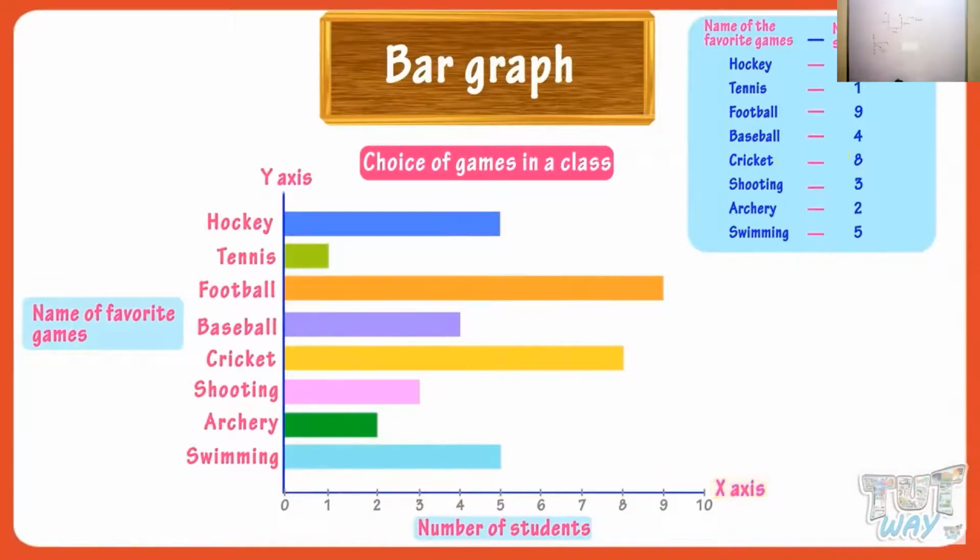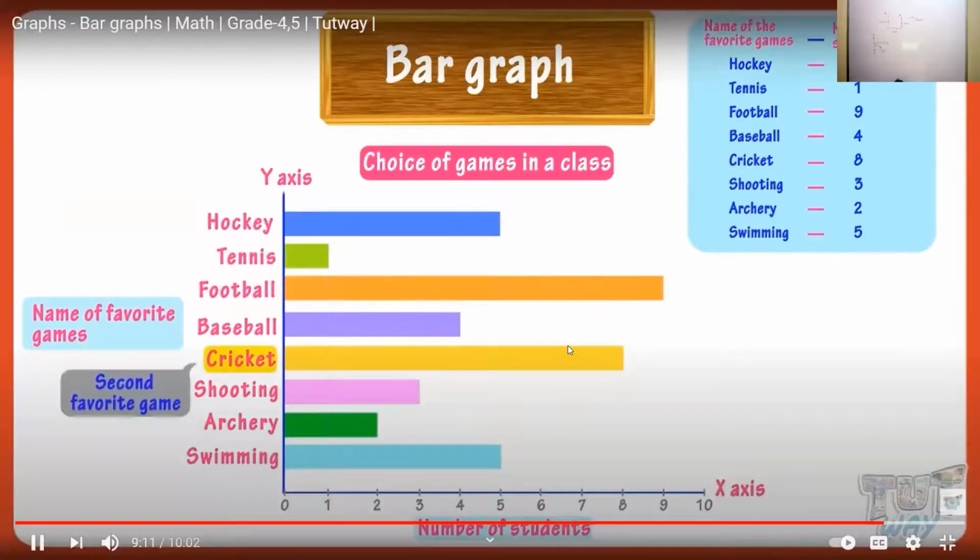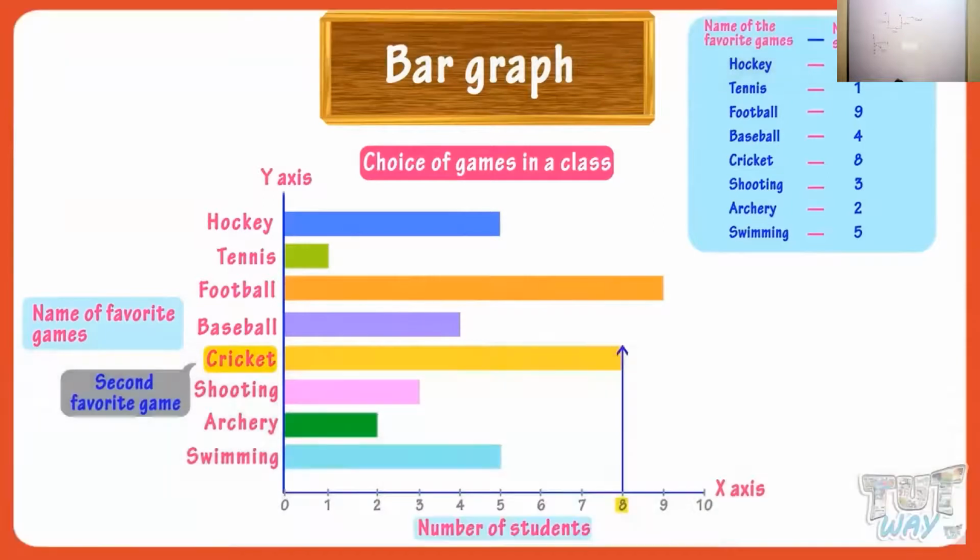The graph shows that the favorite game of students is football, as the bar corresponding to football is the longest, and the length of bar is 9. That is, 9 students like football. Least favorite game of students in the class is tennis, and only 1 student likes tennis the most. Second most favorite game in the class is cricket, as 8 students like cricket the most. So kids, data represented in the form of a bar graph is easy to read.